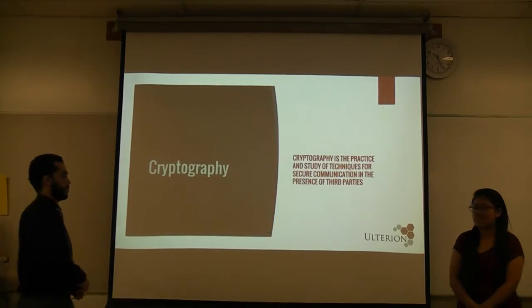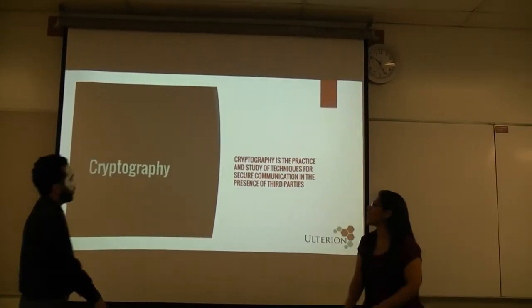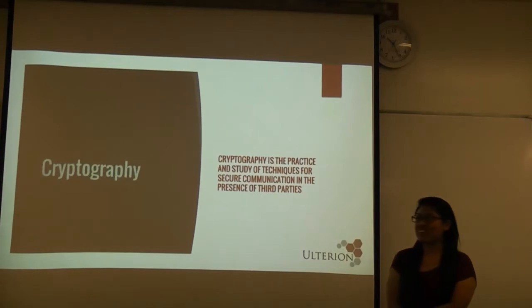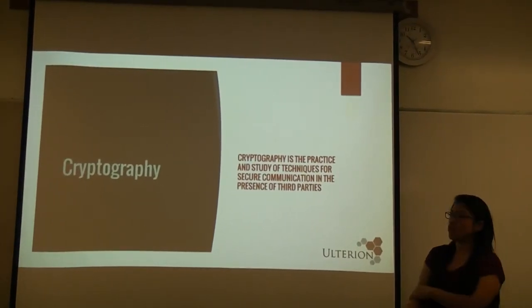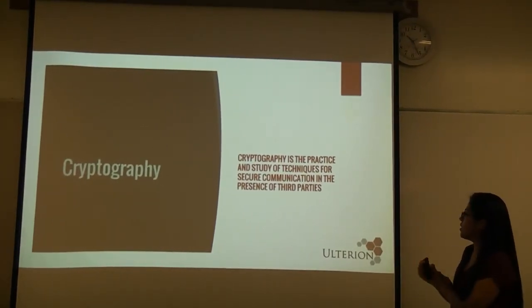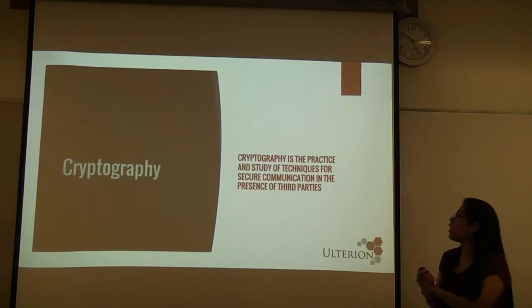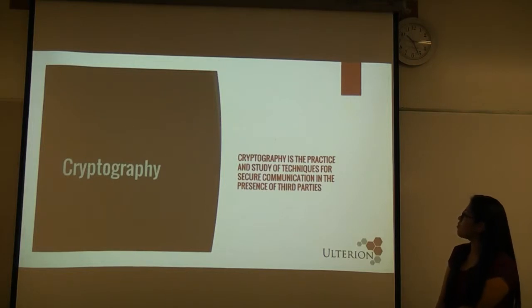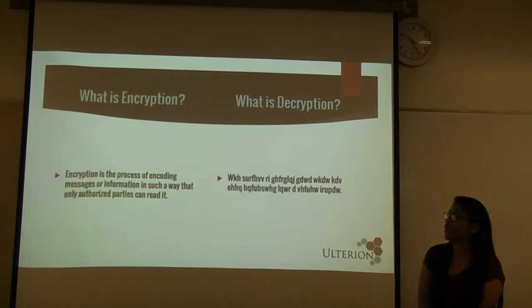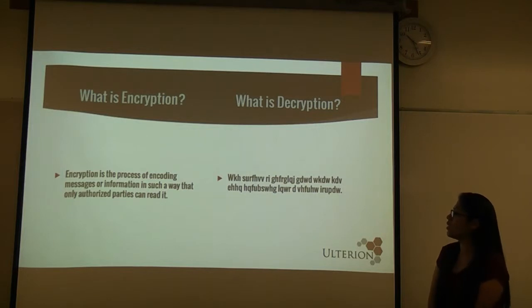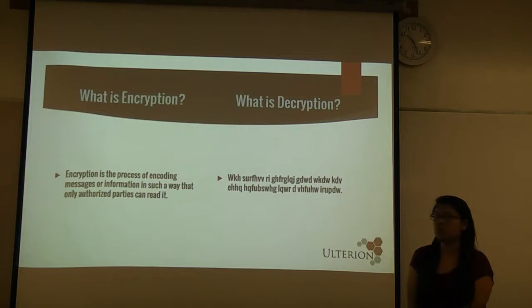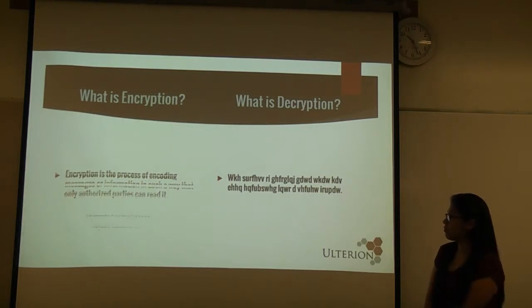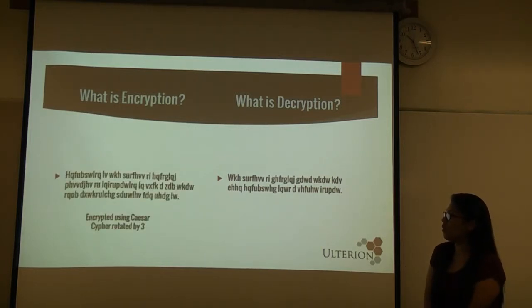Now we get to our last enhancement. Last but not least. Cryptography, right? That's the practice and the study of techniques for secure communication in the presence of third parties. So we define encryption, right? What is encryption? Encryption is the process of encoding messages or information in such a way that only authorized parties can read it. So if we were to encrypt it, this is using the Caesar cipher rotated by 3.